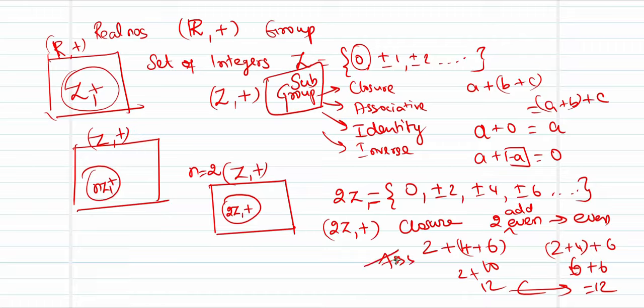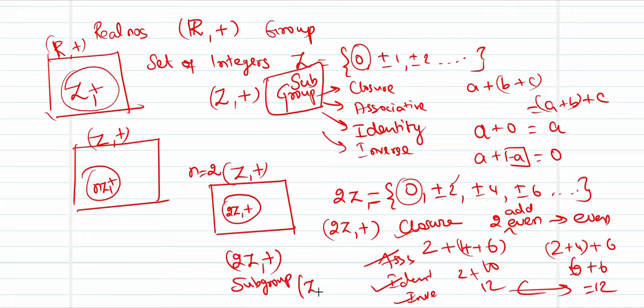I know that the identity element 0 is a part of this set of even integers, so the identity element exists. With respect to 2, minus 2 is the inverse. With respect to 4, minus 4 is the inverse. So identity exists and inverse also exists. All the properties of a group are satisfied. Hence I can call 2Z with respect to addition a subgroup of which group? Your Z with respect to plus. Okay, so this is the concept of a subgroup.